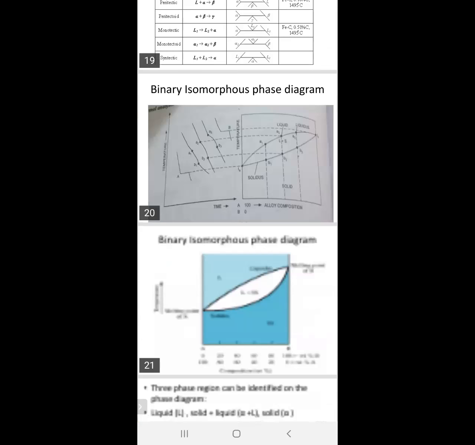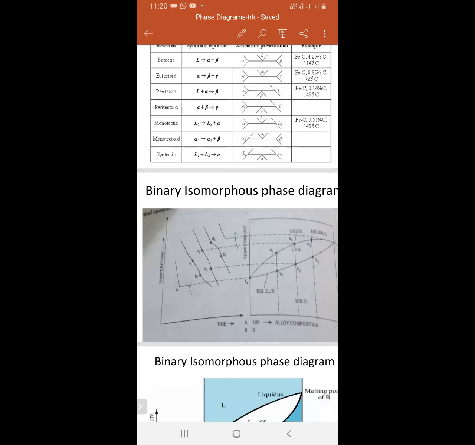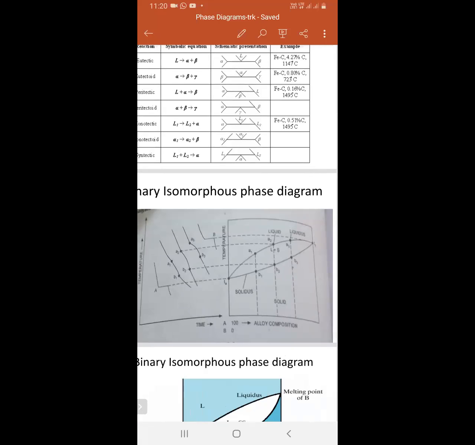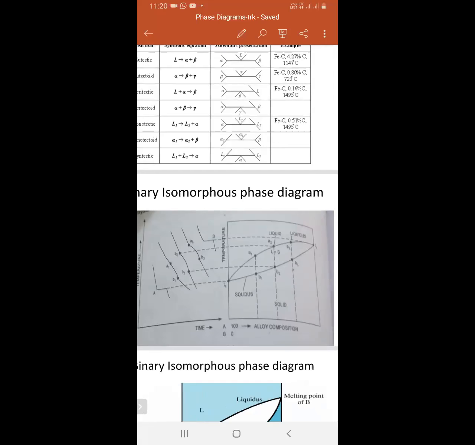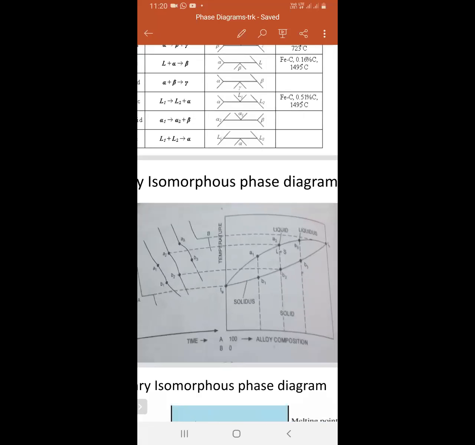Here also, same. That is the time-temperature cooling curve. From the cooling curve we have drawn the isomorphous phase diagram. Already you have seen the line above is the liquidus line, and below is the solidus line. Between these two lines is liquid plus solid.